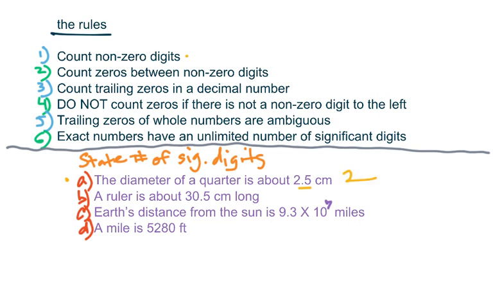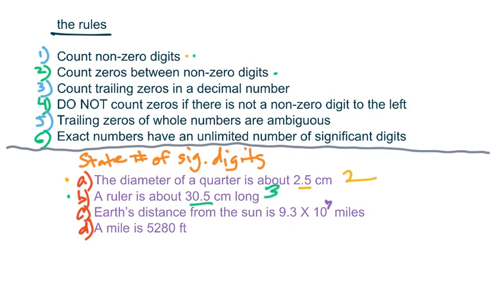So 1, 2, and that would be it. I would just say there's 2 significant digits there. All right, next one. It says, a ruler is about 30.5 centimeters long. Okay, so I count the non-zero digits, so that's 3 and 5. I'm at 2. Oh, it also says I should count the zeros between the non-zero digits, so that 0 I count. So I'd have to say 3.